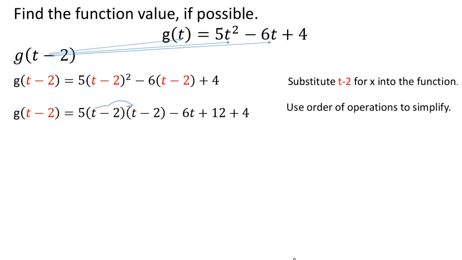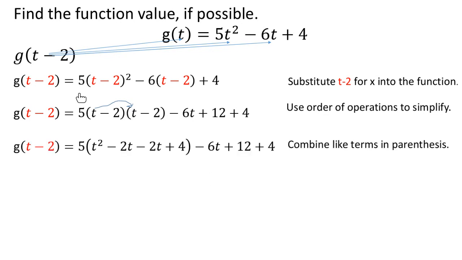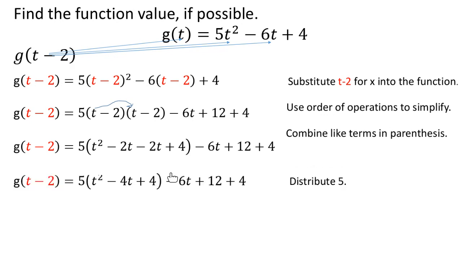And so we're going to multiply that out. So we get t times t is t squared. T times negative 2 is negative 2t. Negative 2 times t is negative 2t. And negative 2 times negative 2 is positive 4. And then we can combine like terms in the parentheses. So we have a negative 2 plus a negative 2 gives me a negative 4t. And then we're going to distribute the 5 into the parentheses.